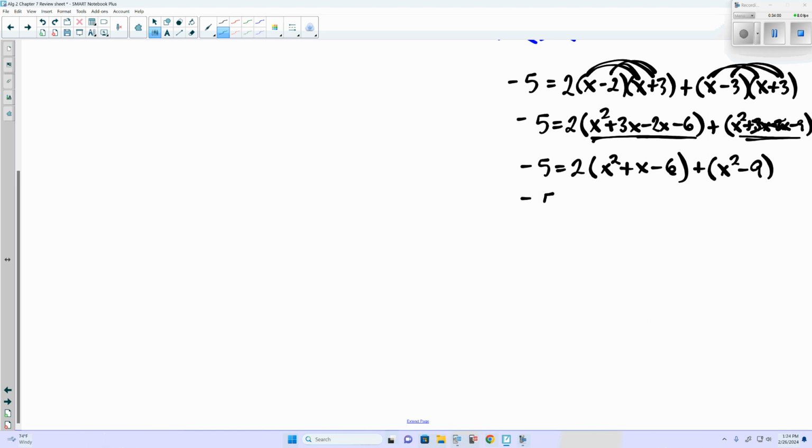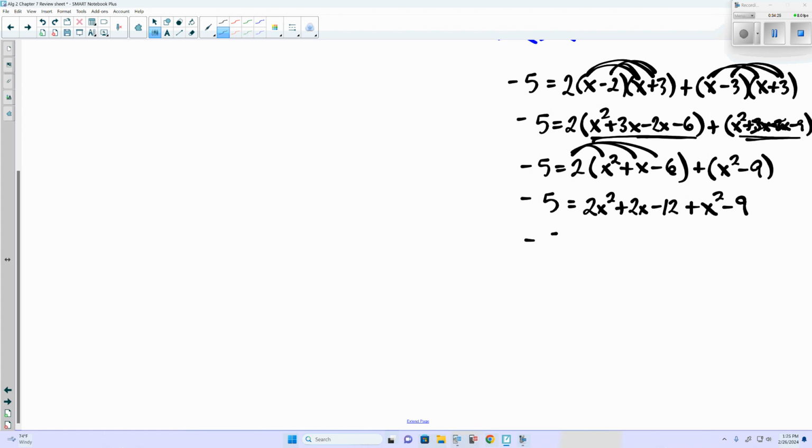Now at this point here, we can distribute the 2. 2 times x squared is 2x squared. 2 times our x is plus 2x, and 2 times negative 6 is negative 12. Plus x squared minus 9. We don't need the parentheses around the x squared minus 9 because there's not a number in front of it, and the sign's plus, so nothing changes there.